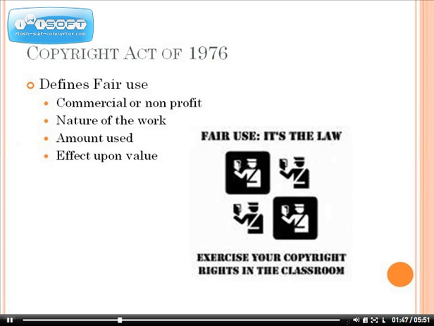The first factor is the purpose and character of the use, including whether such use is of commercial nature or is for nonprofit educational purposes. The second factor that must be considered when determining fair use is the nature of the copyrighted work. The third factor is the amount and substantiality of the portion used in relation to the copyrighted material as a whole. And the fourth factor to consider is the effect of the use upon the potential market for or value of the copyrighted work.